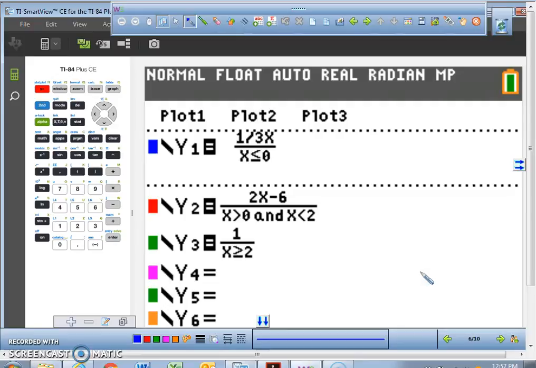Put them in your journal so you know how to use your graphing calculator to help you solve these problems. Sound like a plan? I think so. Goodbye.